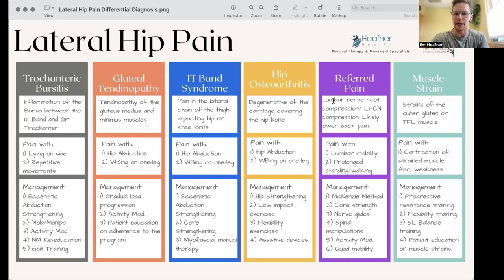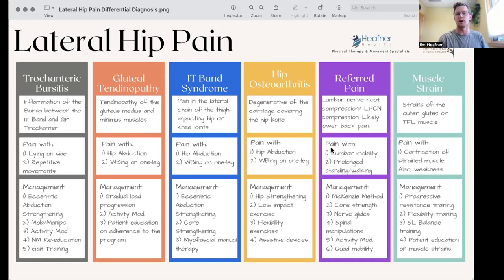With referred pain, the 2 main criteria are, is it coming from lumbar nerve root compression? With the lateral hip, I'm thinking anywhere from L3 to L5 as those dermatomes wrap around the hip. And the other thing could be meralgia paresthetica, which is L3-4, and the lateral femoral cutaneous nerve, which pokes out about midway through the IT band. And that's a branch of the femoral nerve.